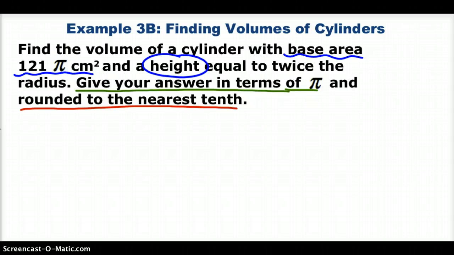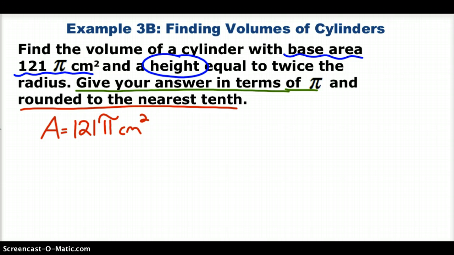So my first thing is we've got to figure out what is the radius of this base of this cylinder. I'll start by saying, well, the base area is, so I'm going to say area equals 121 pi square centimeters.